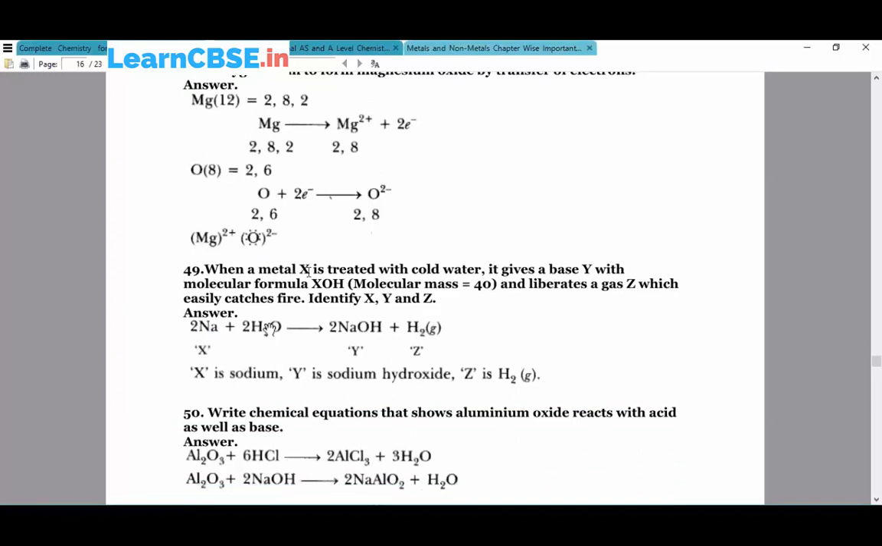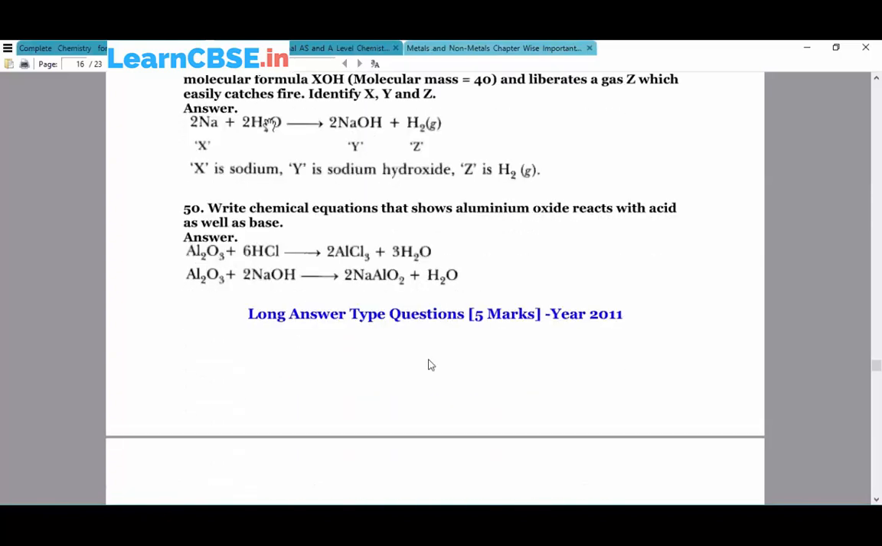When a metal X is placed into cold water, it gives a base Y with the molecular formula XOH, molecular mass is 40, and liberates a gas Z which easily catches fire. Identify X, Y and Z. So the answer is 2Na plus 2H2O gives 2NaOH plus H2. So X is sodium, Y is sodium hydroxide and Z is hydrogen gas.